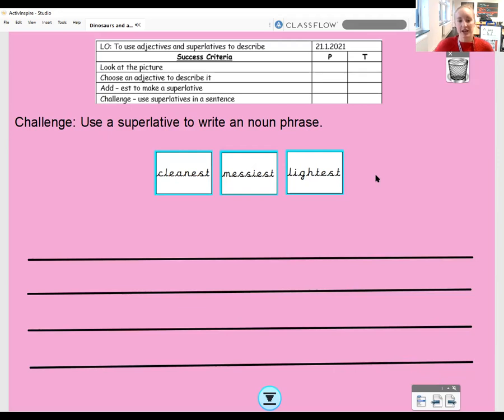So hopefully you've changed all those adjectives now into superlatives, because now I'm going to set you a bit of a challenge. Okay, so we're going to have a go at using these superlatives in a sentence to write a noun phrase. So here at the top of my whiteboard, I have got 3 superlatives. I've got cleanest, messiest, and lightest. And I'm going to have a go at writing them in the sentence.